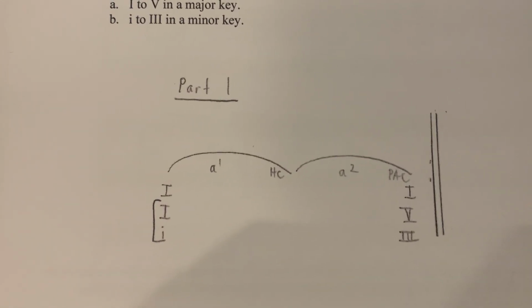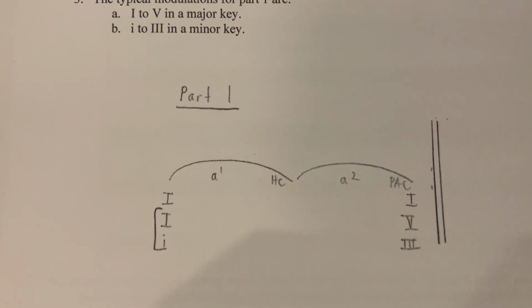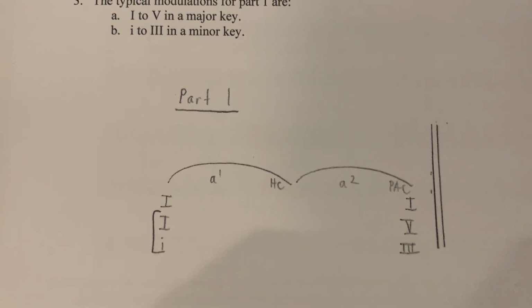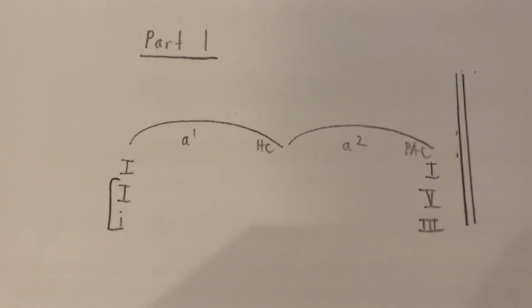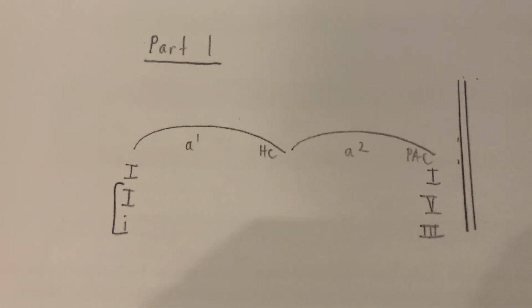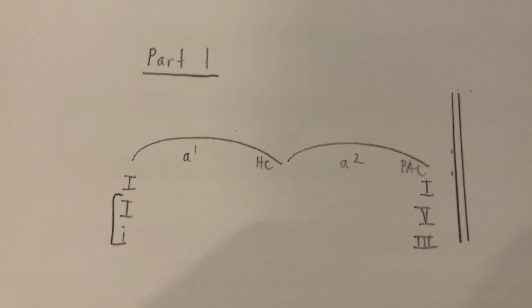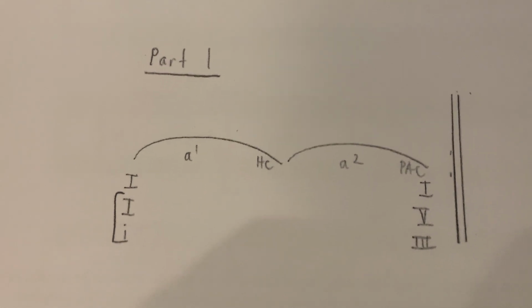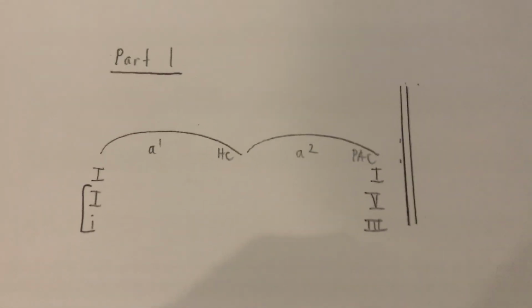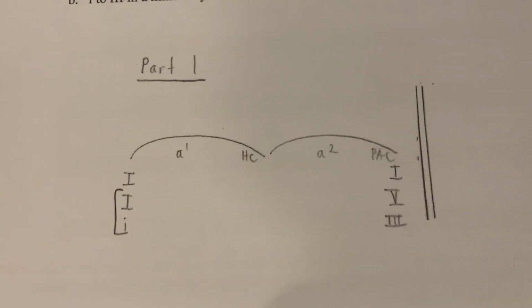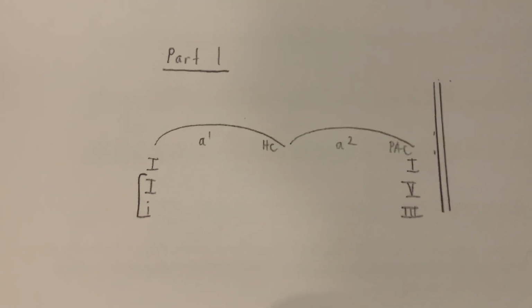If you're in a major 1 key, you go to 5. If you're in a minor 1 key, you go to 3. And anyway, as far as the cadences go, it is extremely common to get this half cadence PAC structure, because a lot of times these are going to be periods. So that is kind of predictable. This is sort of where you find the most periods, in these binary form pieces.